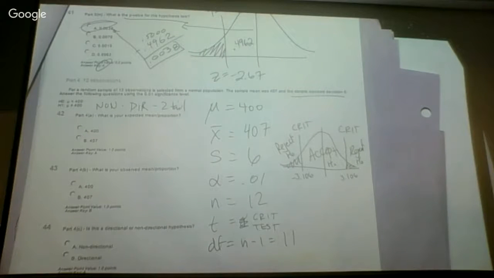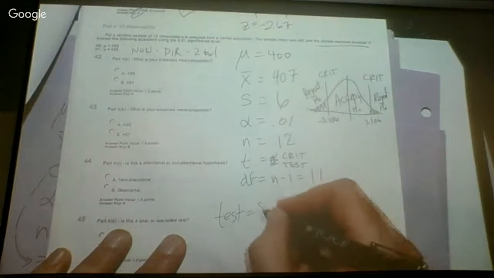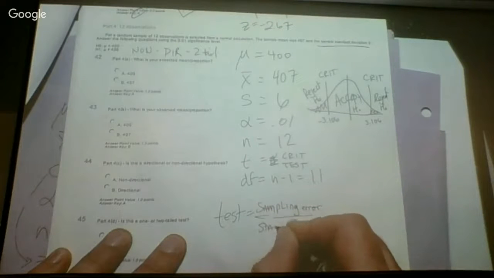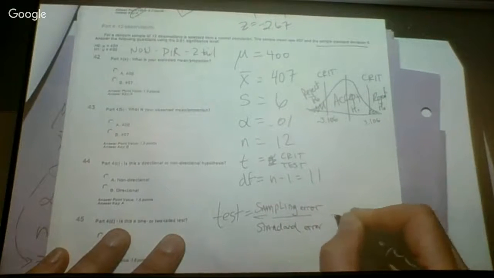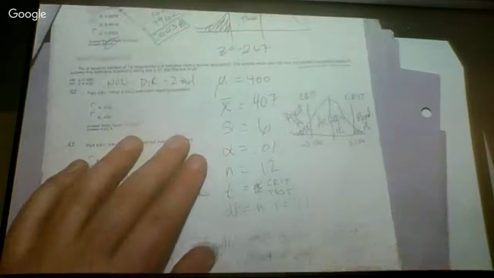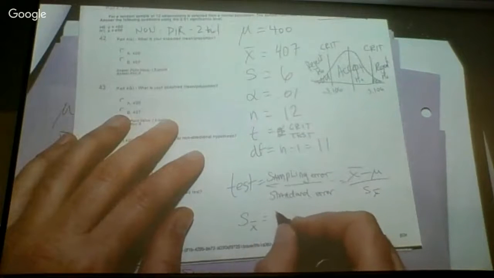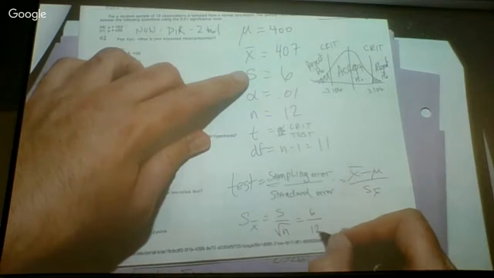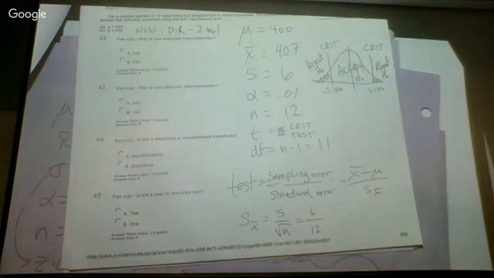We got critical values, time to come up with the test statistic. Hey, Jane, what's the formula for test statistic? Sampling error over standard error. Yeah, thank you. So my test statistic is sampling error over standard error. Standard error is s over square root of n. s is 6. n is 12. Therefore, my standard error is 1/2.